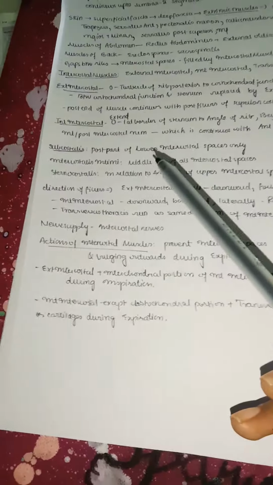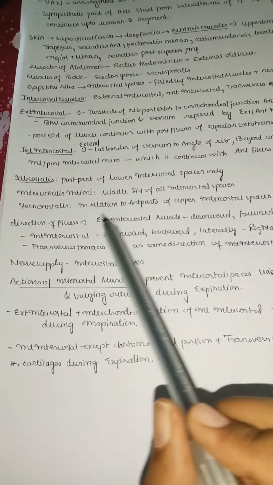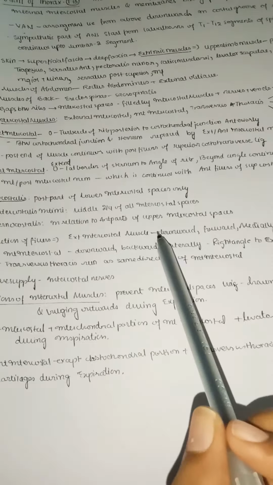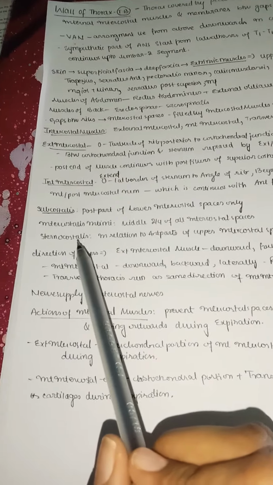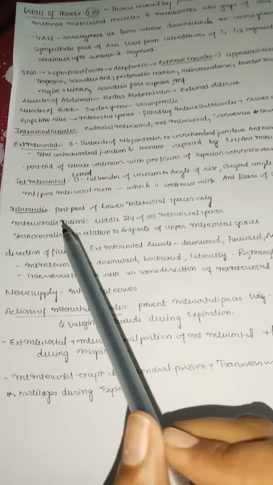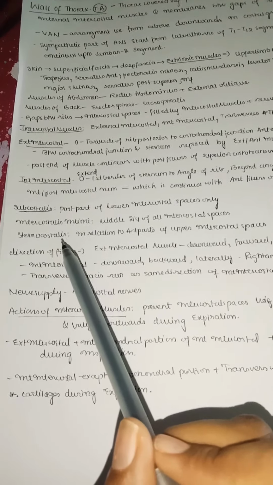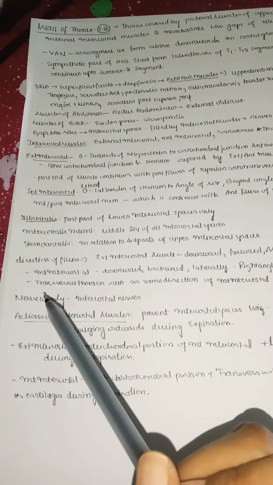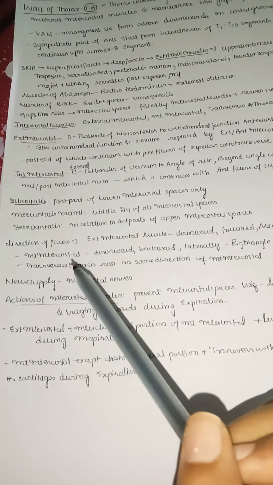Now we'll see some other relations of sternocostalis. It is in relation to the anterior parts of upper intercostal spaces. So remember, sternocostalis origin is from the posterior side of the body of the sternum and also the posterior side of xiphoid process, but it is attaching to the anterior side of the upper intercostal spaces. Now we'll find out the direction of fibers.